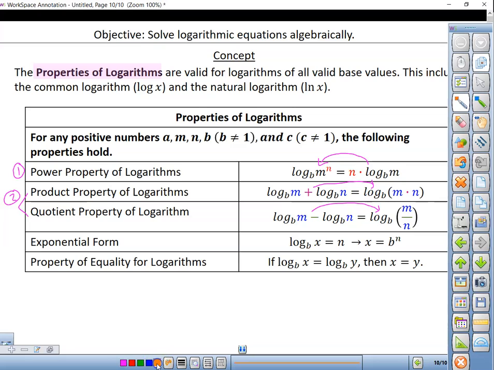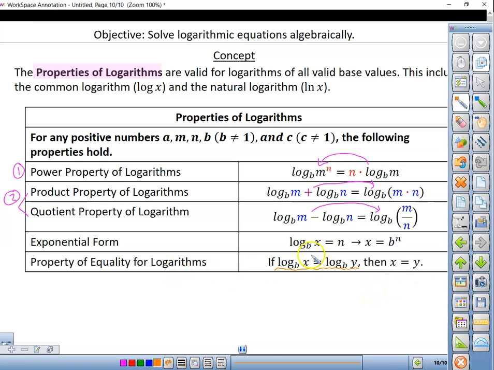And then at this point, after using these properties of logarithms, if we have this structure, a logarithm of a certain base equals another logarithm of that same base, then we'll use this property of equality for logarithms, which says our arguments would have to be equal, and our variable will be somewhere in one or both of those arguments.